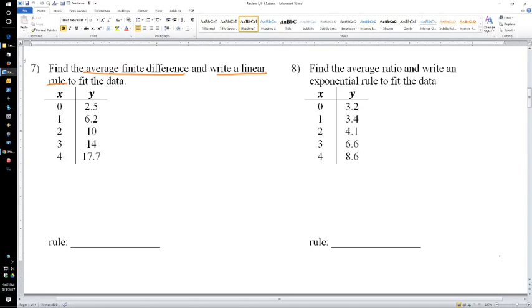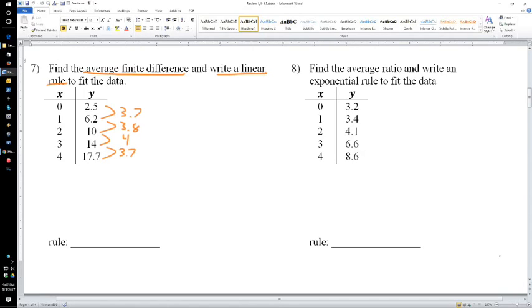Okay? So 6.2 minus 2.5 is 3.7. 10 minus 6.2 should be 3.8. Okay. 14 minus 10 is 4. And 17 minus 0.7 minus 14 is also 3.7. So those are our differences. They're not the same, but they're very, very similar.